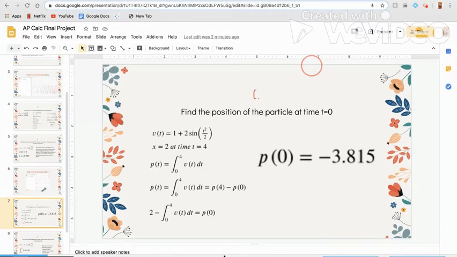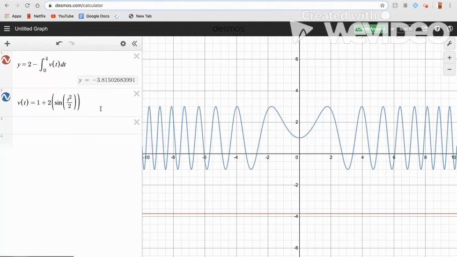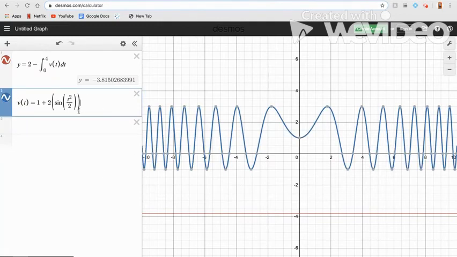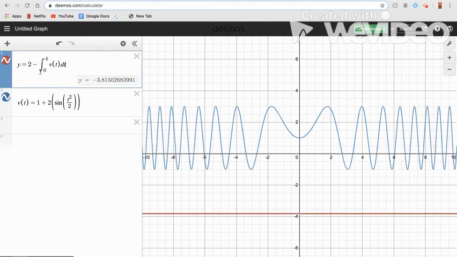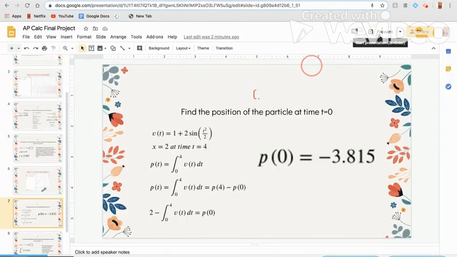So we're going to quickly exit the PowerPoint, and I'm going to show you how you do that on your calculator. You would open up and plug in that original equation, v of t equals 1 plus 2 sine of t squared over 2. And then you would plug in 2 minus the integral of v of t dt, which in this case is going to be in place of that p of 0. And so p of 0 would equal negative 3.815. You would definitely need to use your calculator for this one. So the answer is that the position of the particle at time 0 is negative 3.815.